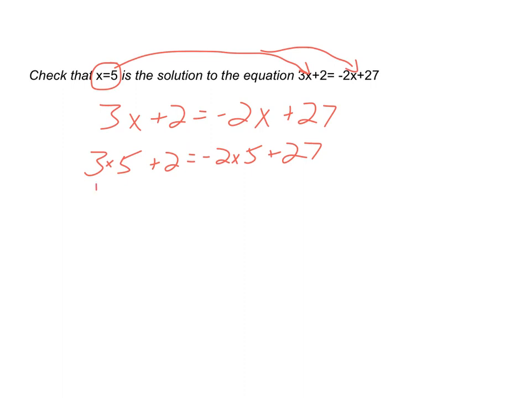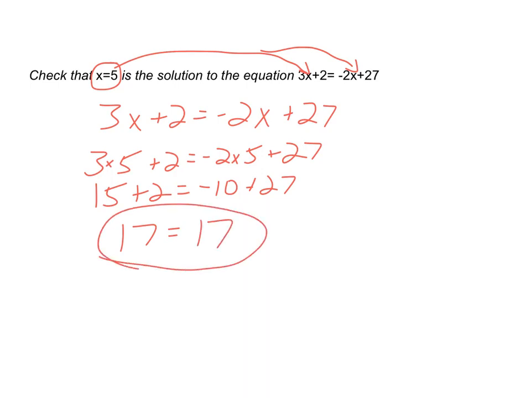So on the left, 3 times 5 is 15. 15 plus 2 is 17. On the right, negative 2 times 5 is a negative 10. Negative 10 plus 27 is 17. The fact that I get the same number on both sides means that it works and that 5 is a solution.